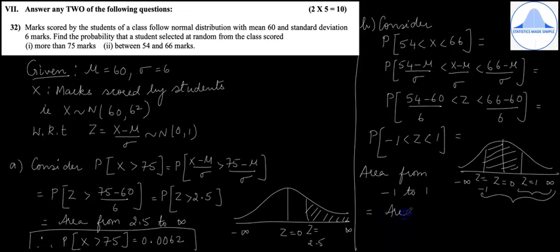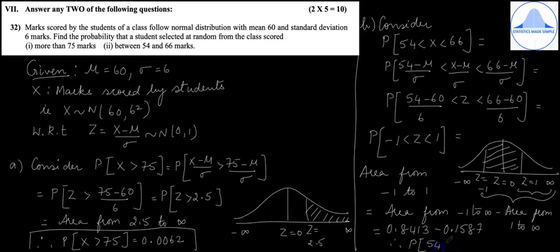So this is equal to area from minus 1 to infinity minus the area from 1 to infinity. So the area from minus 1 to infinity is 0.8413 from the tables, and the area from 1 to infinity is 0.1587. So the final answer is probability of 54 less than x less than 66 is equal to 0.6826.